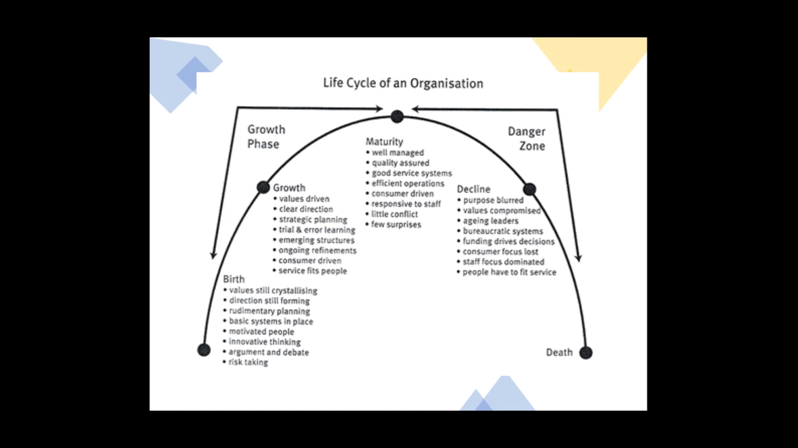And as you can see there, you look at the upper shoulders of this diagram, right? The growth phase and the danger zone. The danger zone leads to death if you don't do something about it. And as you might guess, each of these phases, right? Each of these phases of a company really suggests a fresh look at organizational structure.